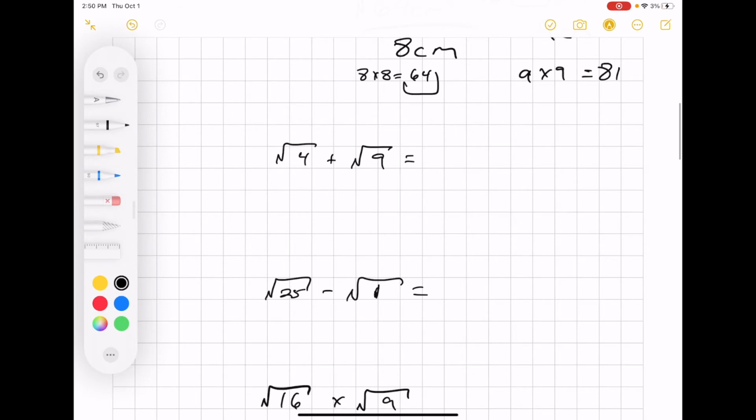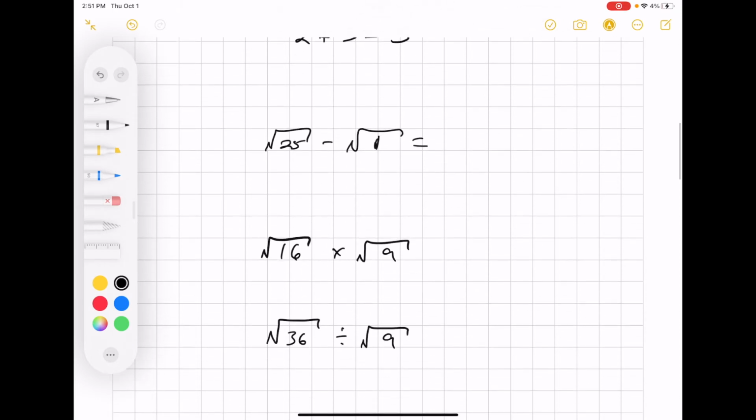All right, so square roots are also classified as numbers, so you can operate with them like you do other numbers. You can add them, subtract them, multiply and divide them. So if I have the square roots here, I'm going to do what's inside the square root sign first. So this would be 2, because 2 times 2 is 4. And then I'm going to add it, and I know 3 times 3 is 9. And so the answer here is 5.